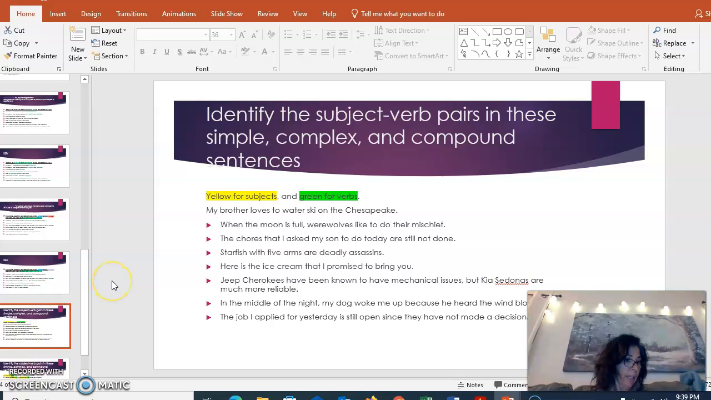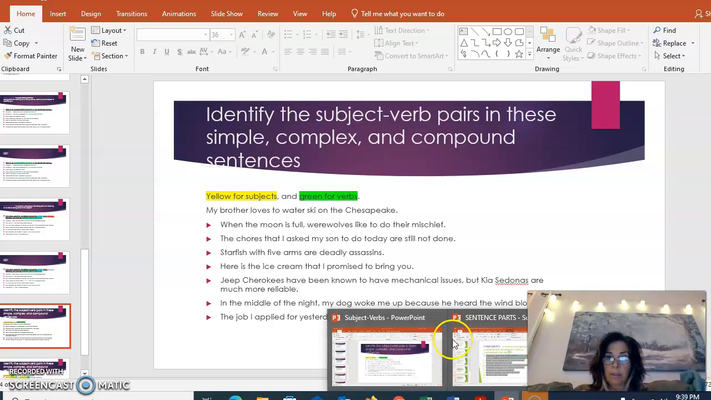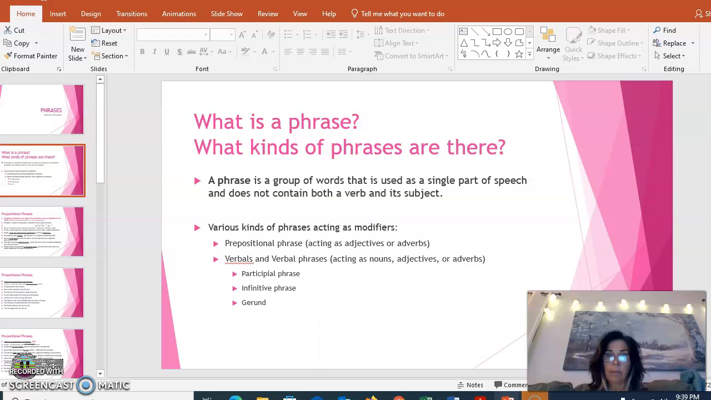All right, then identify the subject-verb pairs in these simple, complex, and compound sentences. But before you do that, you do have to look at the, let's see. Here we go.